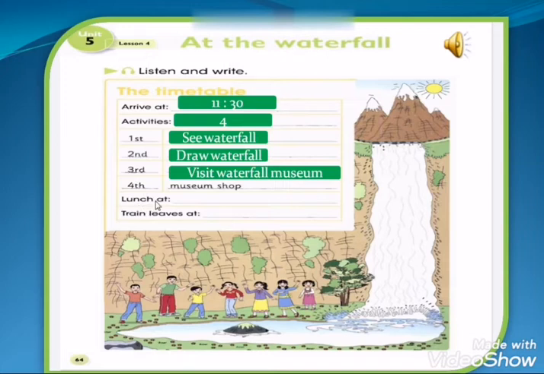So, at what time? Yes, at what time? في أي وقت؟ They are going to have lunch. Yes, good. At 1 o'clock. Very good. The last one, train leaves. Yes, at what time does the train leave? Good. At 3:30. Very good. Good job. Now, let's move.